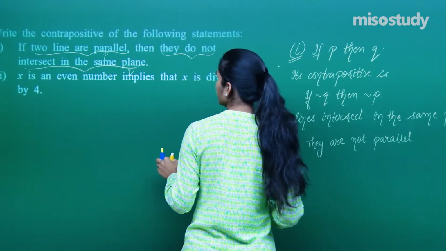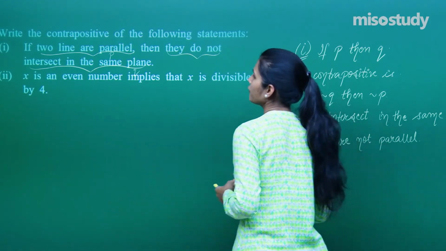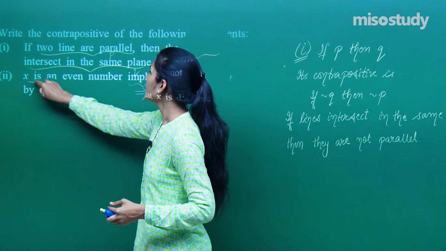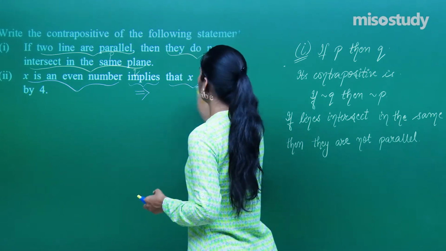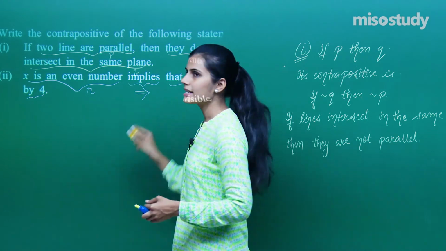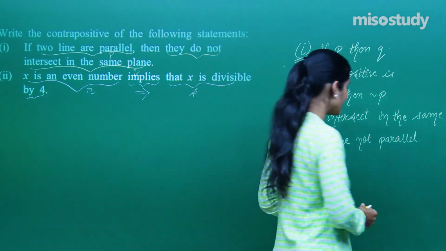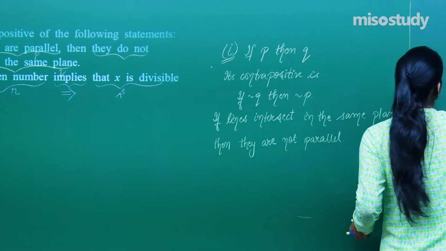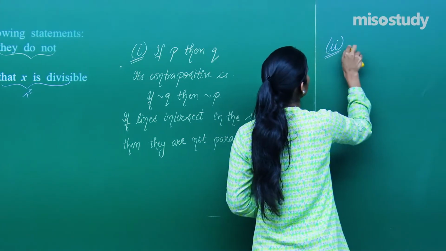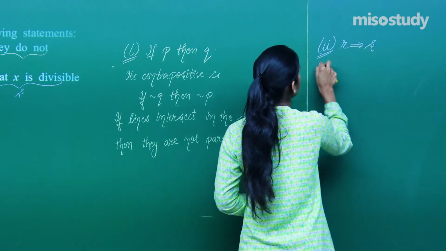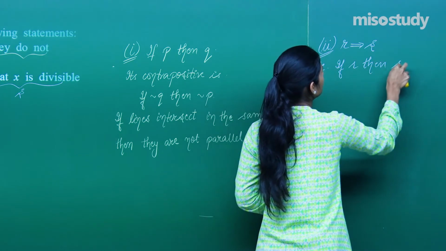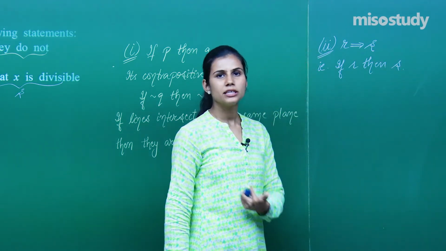Second is, x is an even number implies that x is divisible by 4. Now the moment you are saying implies, it is again the same thing. If this is R and this is S, then R implies S is your statement given to you, and R implies S is just another way of writing if R then S. Same thing, just written in a different fashion.